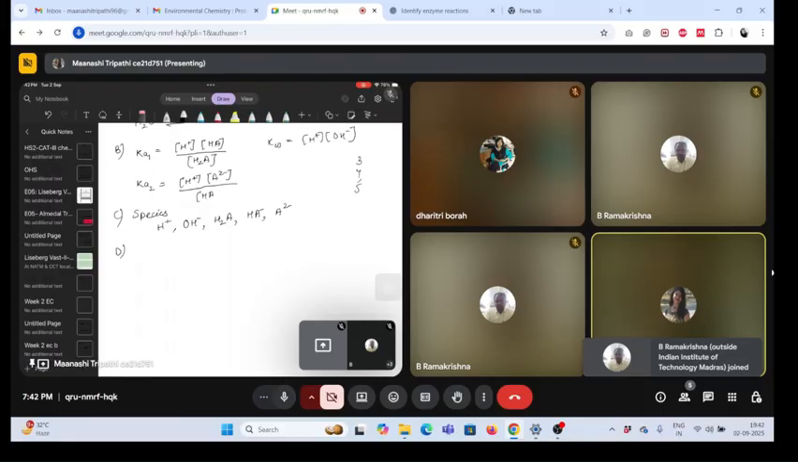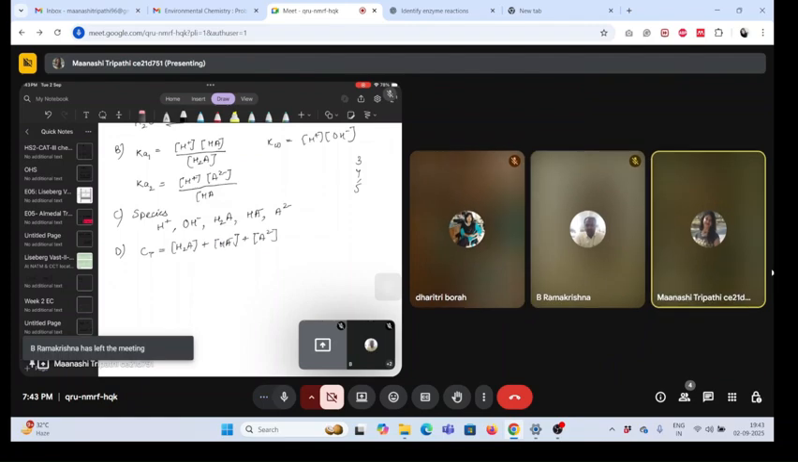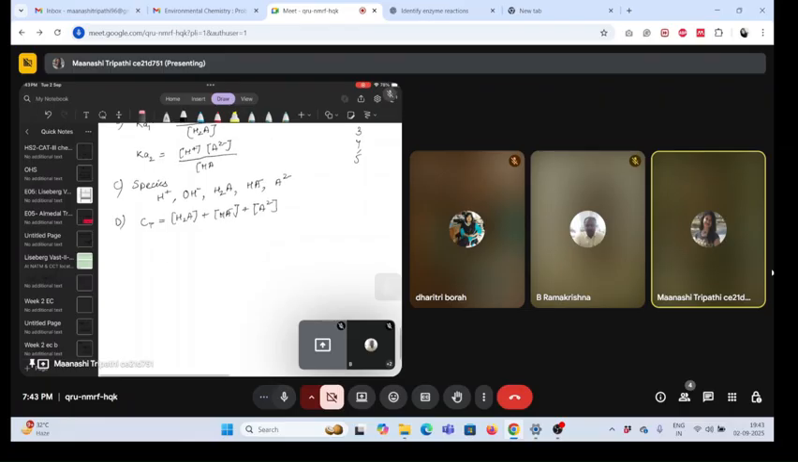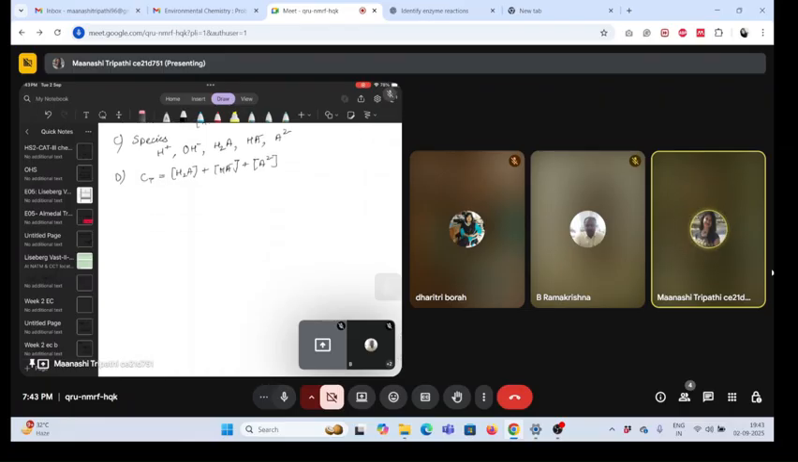Now, since it is a weak acid, Ct will be what? Now we have to write the Ct equation, right? It will be H2A, HA minus, A2 minus. Now we have to develop the plotting equation. We already have it for H plus and OH minus, right? So for the other species, we'll just have to make it.